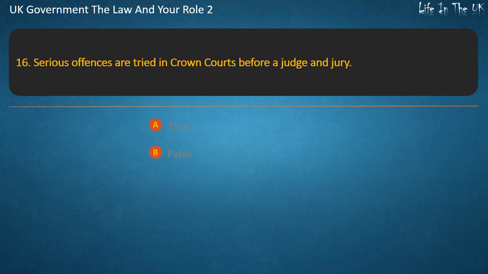Question 16. Serious offences are tried in Crown Courts before a judge and jury. True. False. Answer. True.